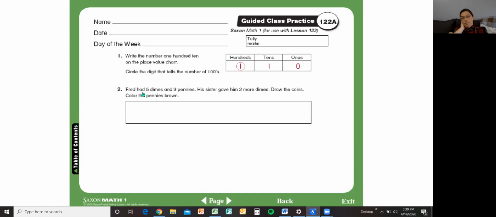Number 2, Fred had 5 dimes and 3 pennies. His sister gave him 2 more dimes. So we're going to show this here. We have 5 dimes, 1, 2, 3, 4, 5, and 3 pennies, 1, 2, 3. His sister gave him 2 more dimes. Draw the coins and color the pennies brown. So we're going to do 2 more dimes over here, and then it said to color the pennies brown. So it should look something like that.